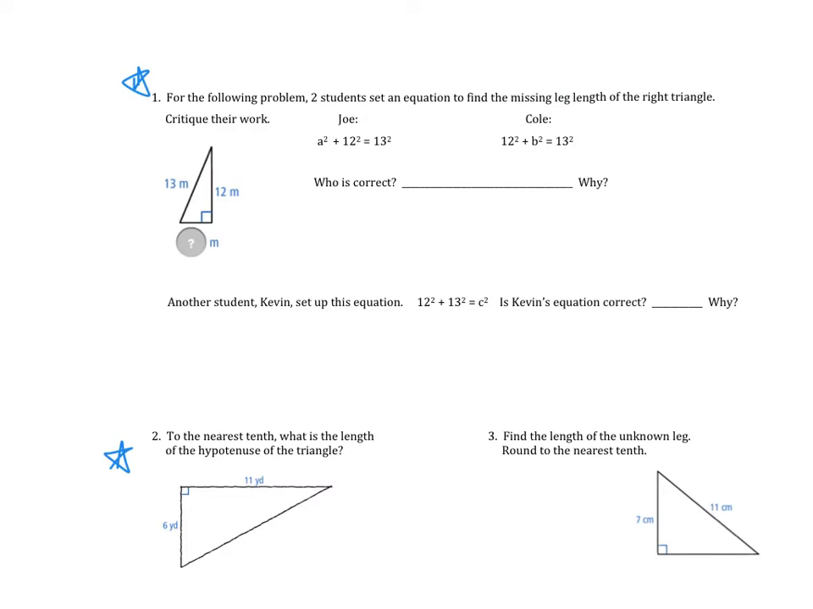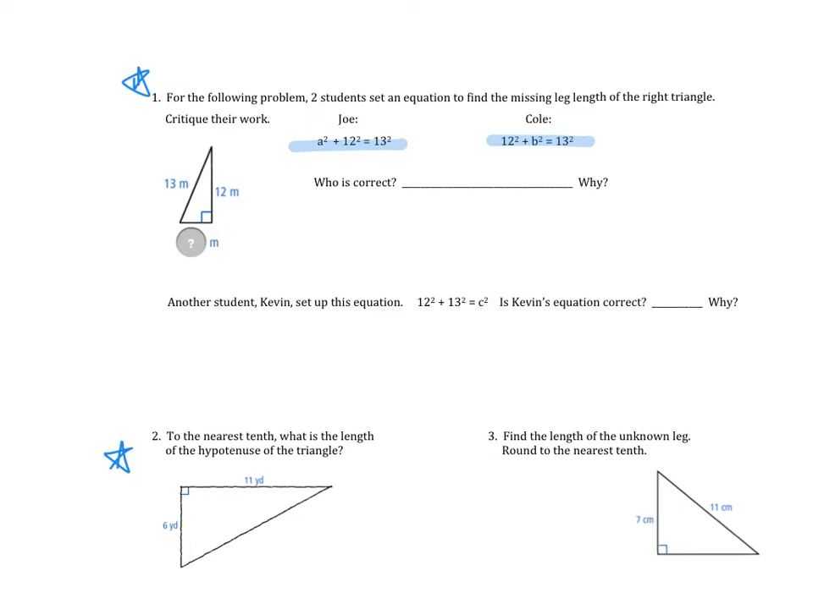Let's take a look at this next one. So there's a problem there. You're given the hypotenuse is 13 and the leg is 12, and there's Joe's work and Cole's work. And we have to determine if one of them is correct, both of them are correct, or neither of them are correct. The only difference is that Joe plugged in 12 for B and Cole plugged in 12 for A.